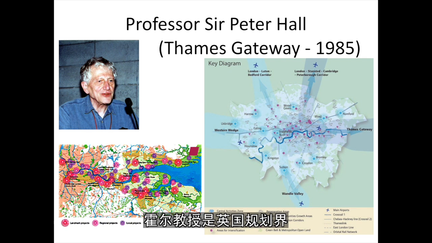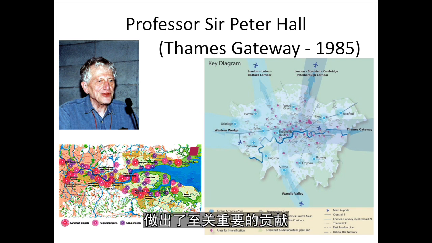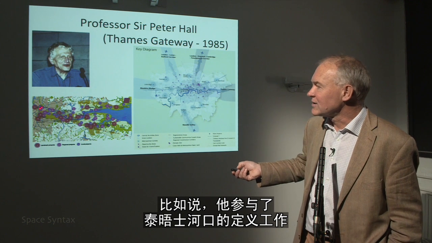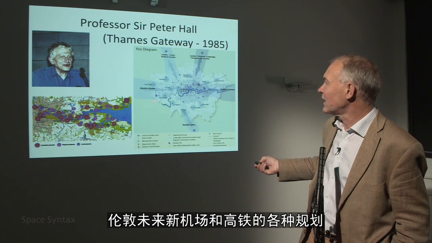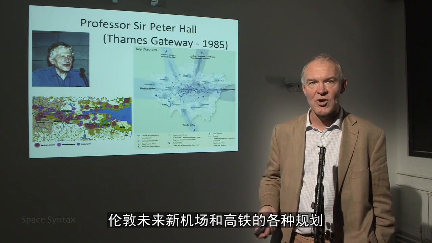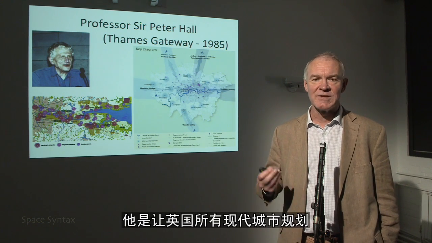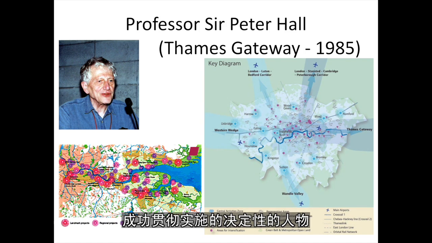He is the real star of British planning and international planning, and over many decades has been a key contributor to many planning policies in the UK and around the world. He's worked, for example, on the definition of the Thames Gateway, of the various plans for further London airports and for high-speed rail, the Channel Tunnel, Crossrail in London and so forth. He's been the defining individual who has brought through all modern planning initiatives in the British Isles.